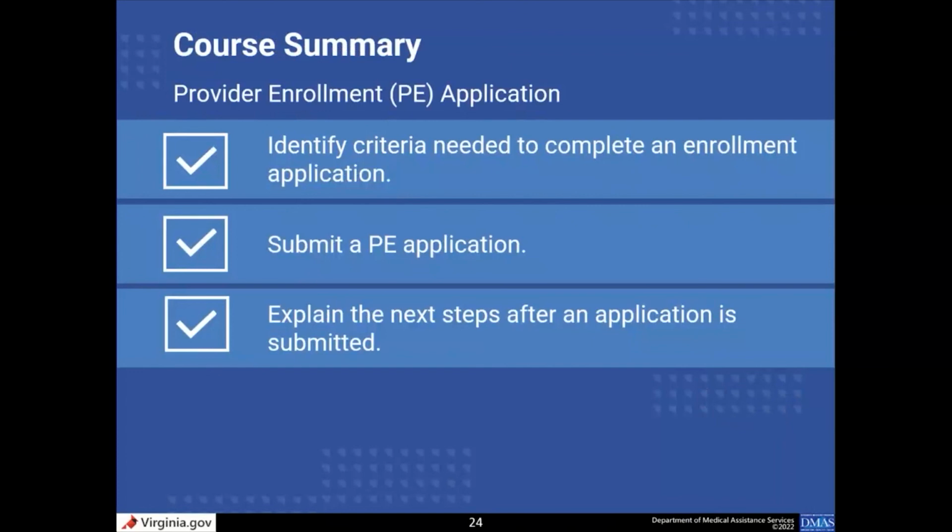So in summary, we've identified criteria needed to complete an enrollment application, we've submitted a PE application, and we've gone over the next steps after an application is submitted.